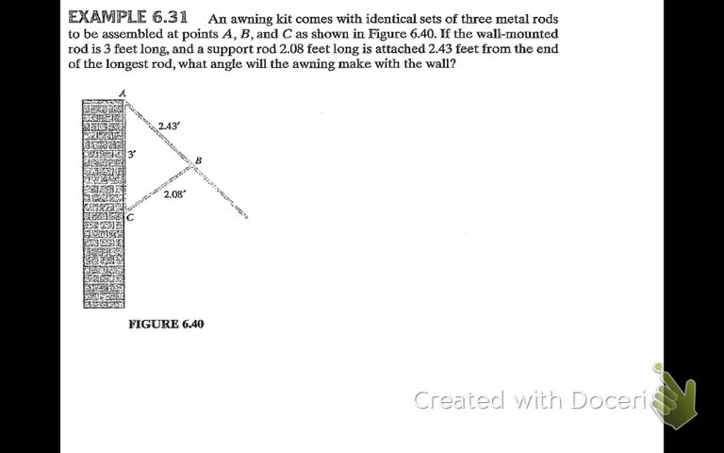If the wall mount rod is 3 feet long, the support rod is 2.08, and the attached foot is 2.34, so from A to B is 2.43. What angle would the awning make with the wall? Alright, so this is the awning. We have to know what angle it makes with the wall. This angle. Okay? So let's call that angle A, right?